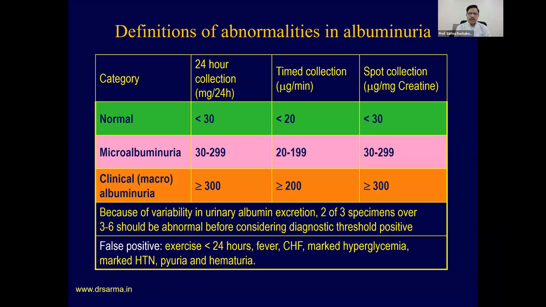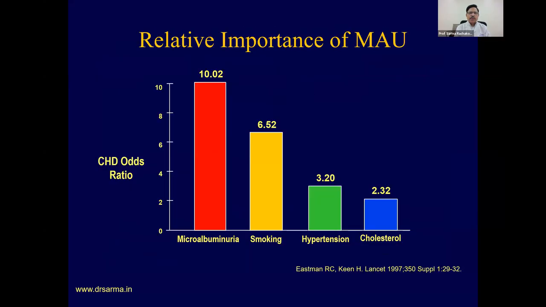False positives can occur after exercise, fever, heart failure, marked hyperglycemia, hypertension, pyuria, and hematuria. So if you have these conditions, don't rely on MAU: post-exercise, fever, CHF, hyperglycemia, severe hypertension, hematuria, pyuria. Otherwise, less than 30 normal, 30 to 300 abnormal, more than 300 macroproteinuria.